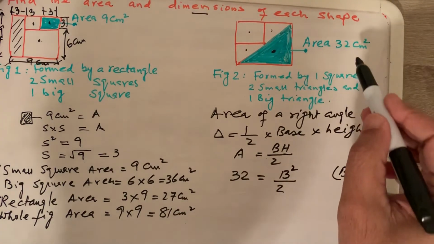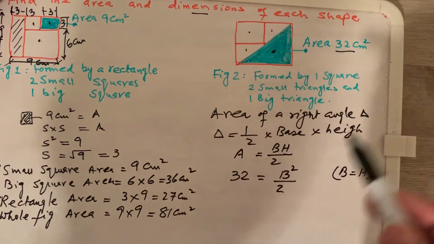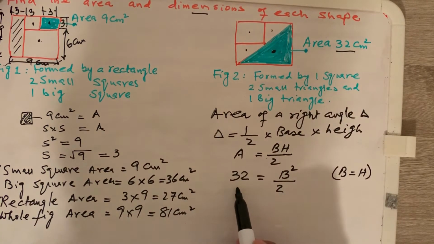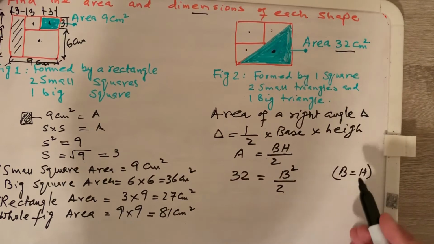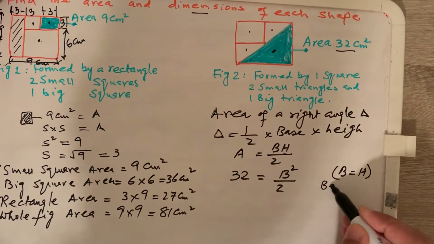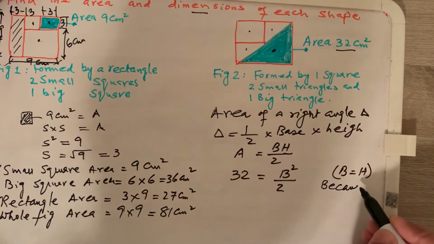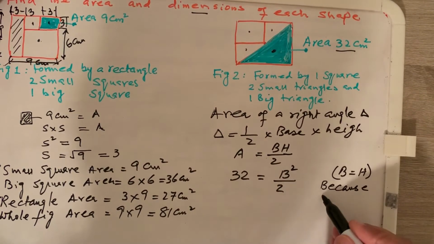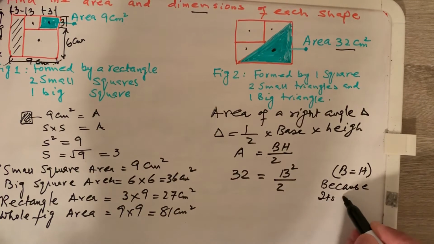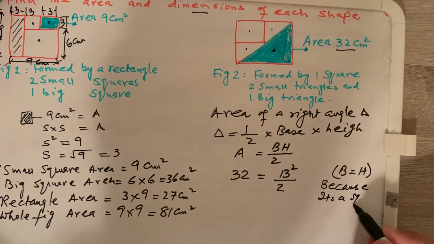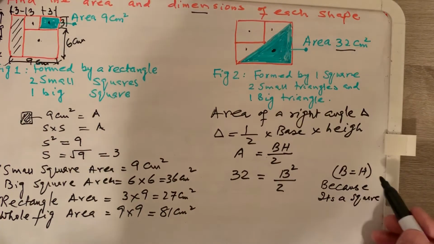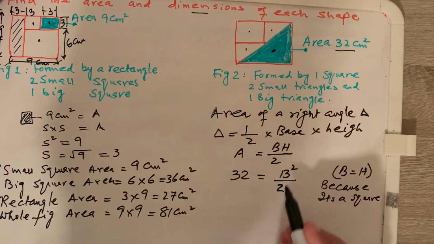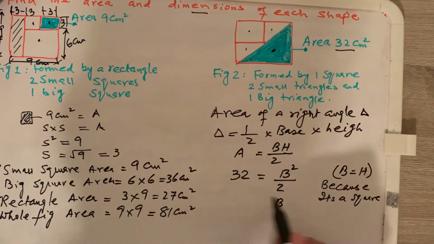B for base, H for height, divided by 2 is the area of a triangle. And the area of this right angle triangle is given. What is that? 32. So I plug in the value of the area. BH, but it is a square, so B is equal to H, because a square has equal sides. So whatever the base is will be equal to the height. So now I have B square divided by 2 is equal to 32.